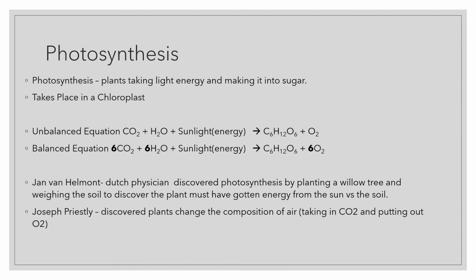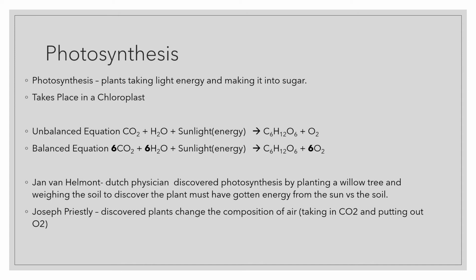All right, so now we have photosynthesis. So photosynthesis is the plant taking in light energy and making it into sugar. Not into energy, but into sugar. Photosynthesis takes place in a chloroplast. Again, this is one of those specific organelles that are only found in plants. And so below here is the unbalanced equation and the balanced equation.